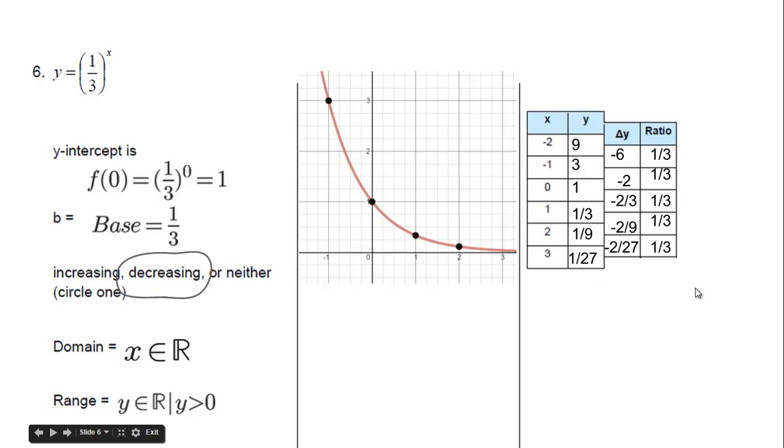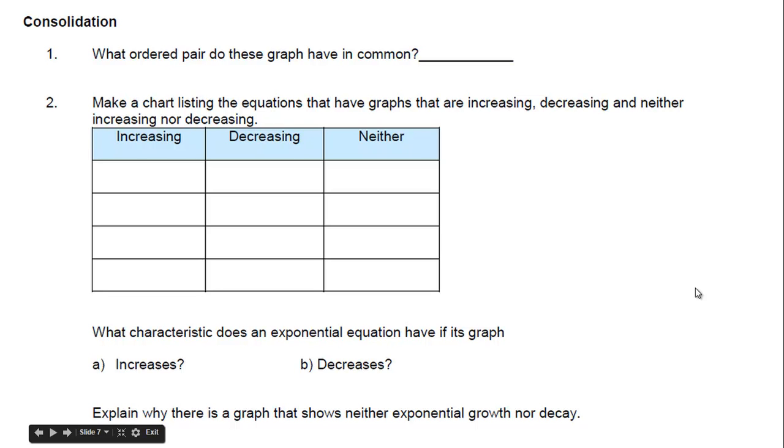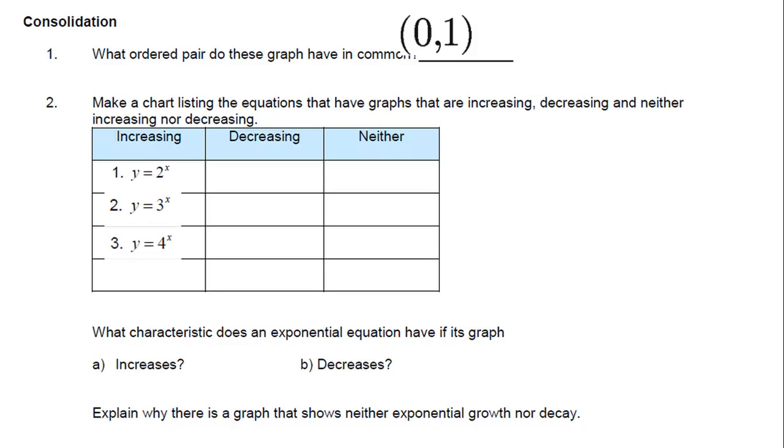They all have the point 0, 1. The graphs that are increasing are 2 to the x, 3 to the x, and 4 to the x, with 2 to the x being slower and 4 to the x being the fastest. Decreasing is 1/2 to the x and 1/3 to the x, with 1/3 to the x being the fastest decrease this time. 1/2 to the x is the slower decrease, and then neither is the 1 to the x.